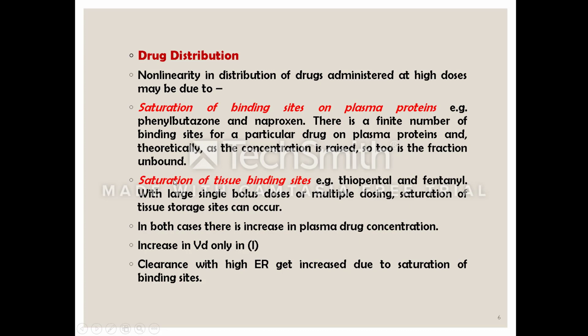Similarly, the saturation of tissue binding sites can also occur at higher doses. Now, in both cases, what is happening? There is an increase in the plasma drug concentration, but there is an increase in volume of distribution only in case 1, because the more the fraction unbound, the more the volume of distribution. Clearance with high elimination rate gets increased due to saturation of binding sites. The more the fraction unbound, the more the metabolism, the more the clearance. So volume of distribution increases only in case 1, not in the second case.